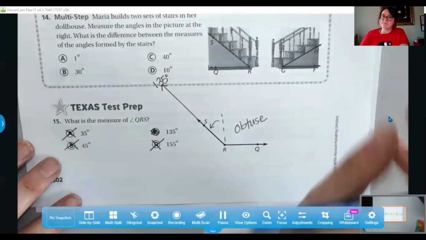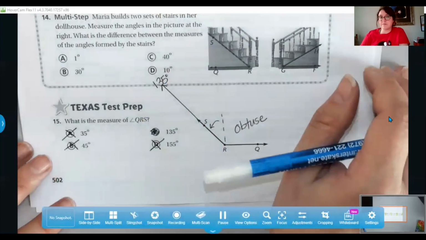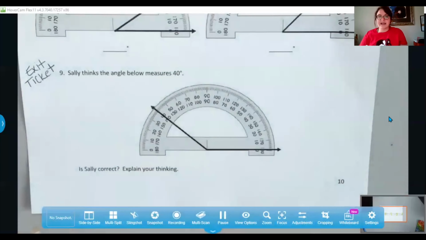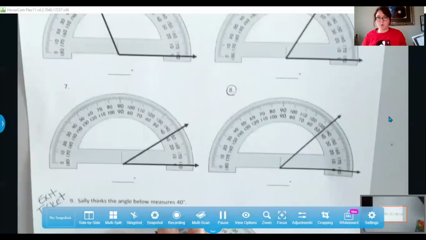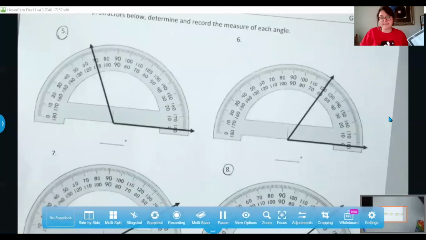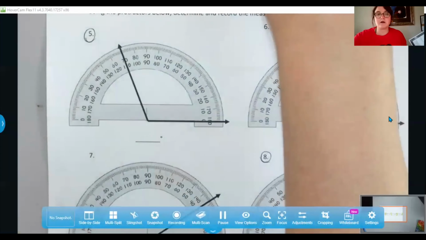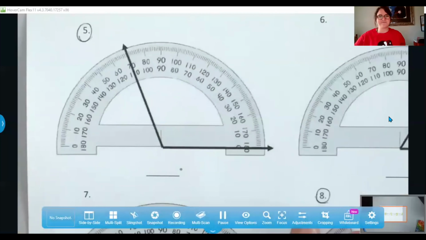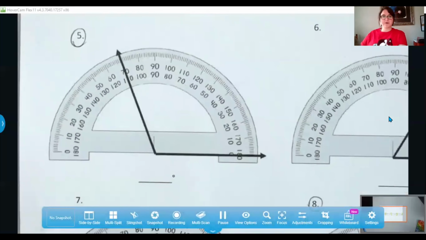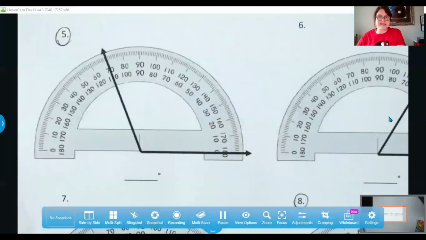Now we're going to move to some questions that will be a little bit more familiar to you when you go forward. These kinds of questions already provide you with your protractor. This is going to be really helpful at home, especially right now since none of you have a protractor. So let's look at this first one and we're going to solve it together. I have two different steps for you. Our first step, let's see if you can remember it, is, yeah, we're going to label our angle.